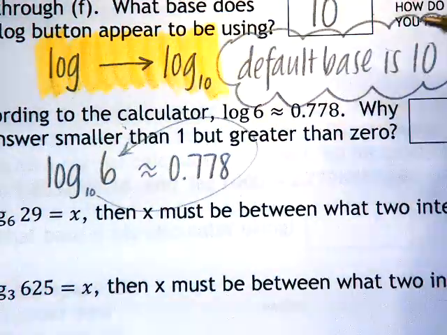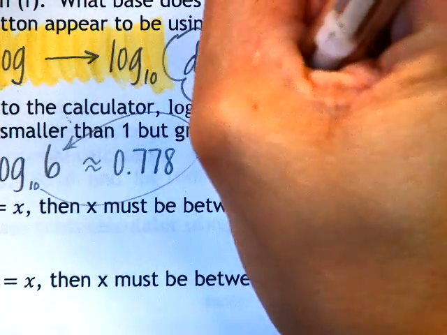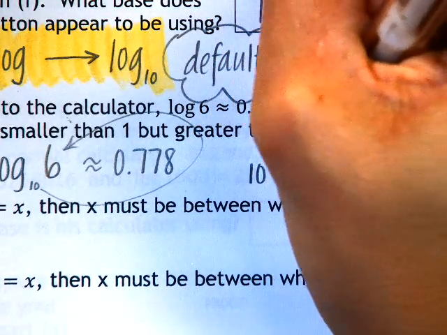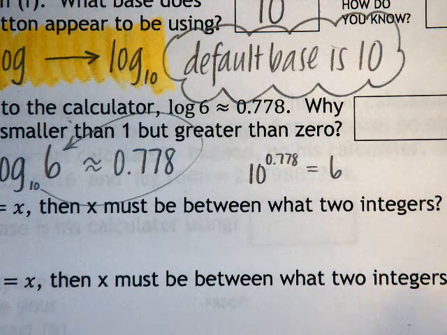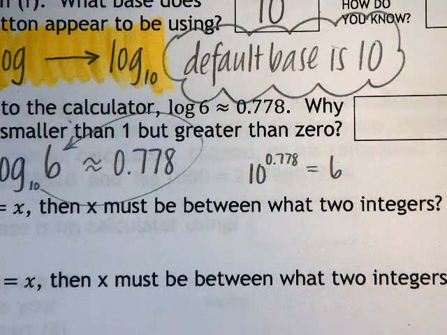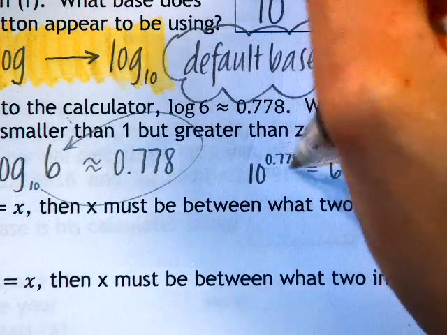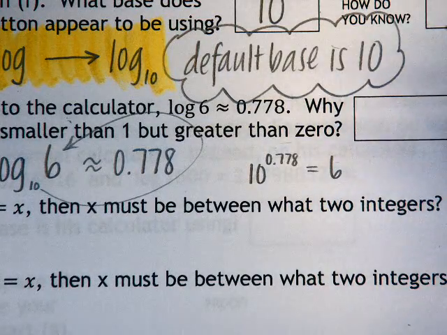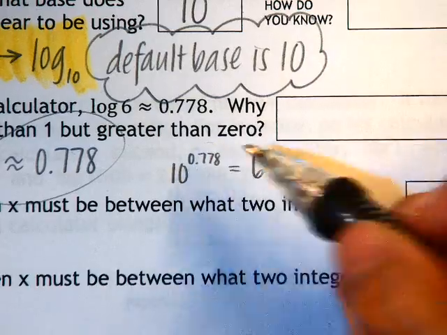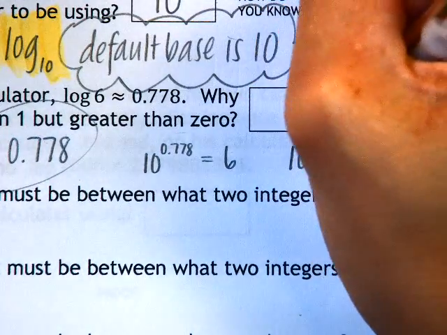If you think about this exponentially, we could translate that log expression very quickly to say 10 to the power of 0.778 is equal to 6. And since the question asks why this 0.778 is smaller than 1 but greater than 0, it's because 0.778 is an exponent. And if you think about possible exponent values that would make 10 to the power of something work, 10 to the power of something has to be 6.